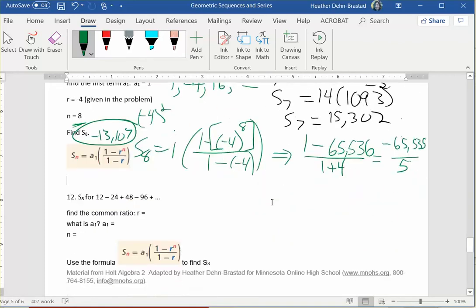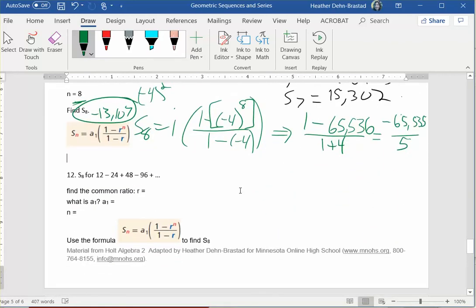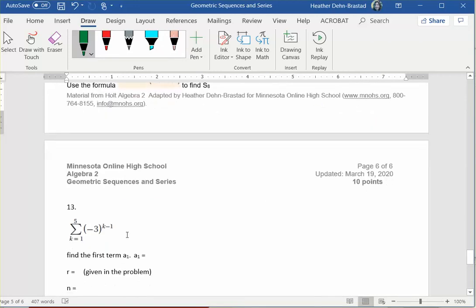So that's how you'll do these problems. Find the common ratio, find the first term. If it's listed like this in a series, then you can say the first term is just the first number. If it's in this kind of thing, then you have to find the first term by putting 1 in here, and 1 minus 1 is 0, and anything to the 0 power is 1. So in number 13, your first term is 1 as well.